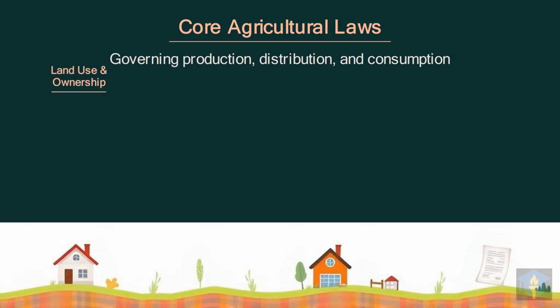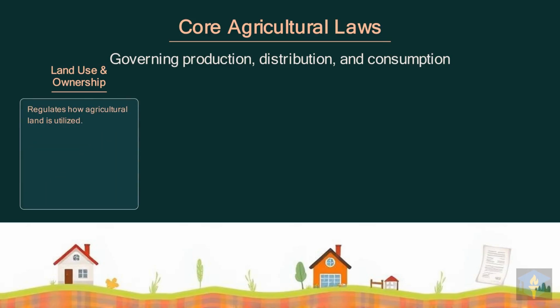First, we have land use and ownership, a critical area of agricultural regulation. These regulations control how agricultural land is utilized for farming activities. They govern ownership rights, tenancy agreements, and proper zoning of agricultural areas. These laws prevent illegal land acquisition while encouraging sustainable farming practices.